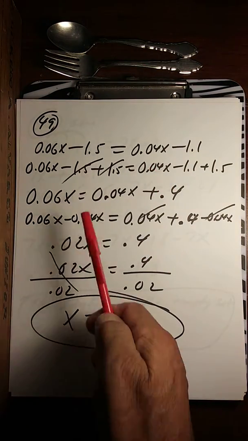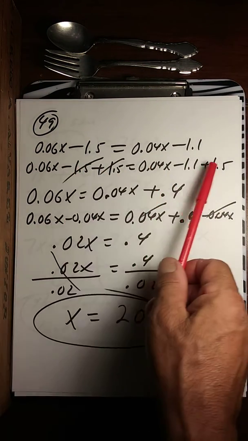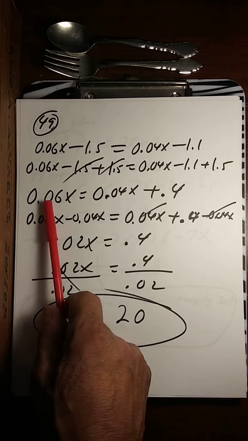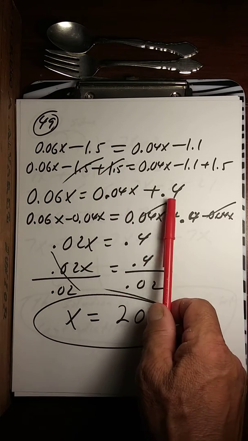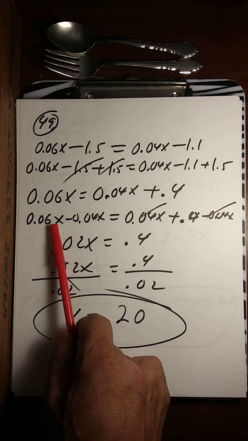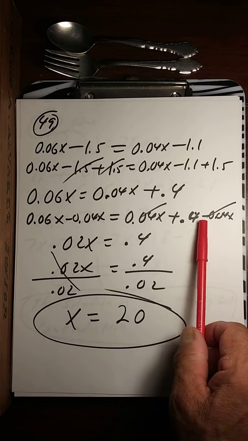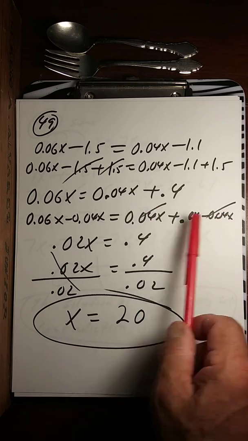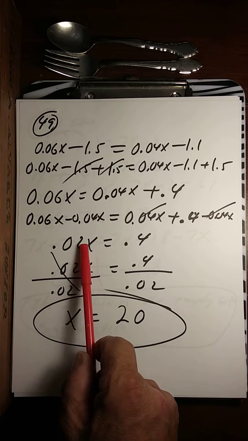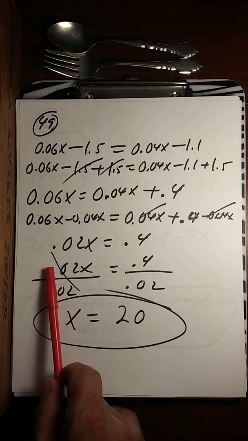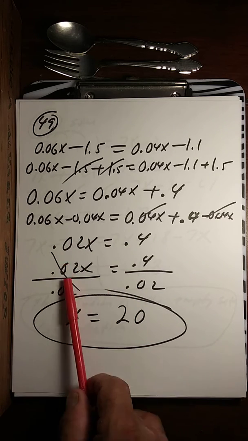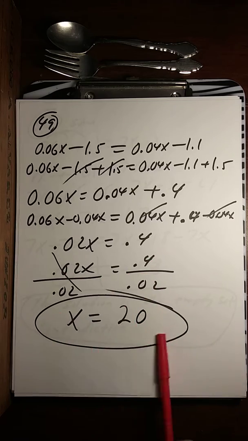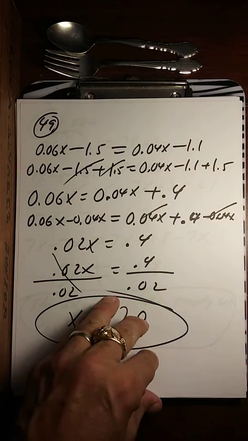Decimals. Doesn't matter. Let's do it. Add 1.5, add 1.5. These are gone. So 0.06 equals 0.04 plus 0.4 minus 0.04x minus 0.04x. These are gone. So 0.02x equals this. Divide by 0.02, 0.02. These are gone. So this is going to be a 20. Use your calculator. Use your TI-84 if you have one.